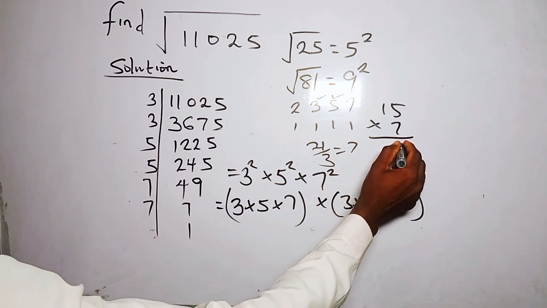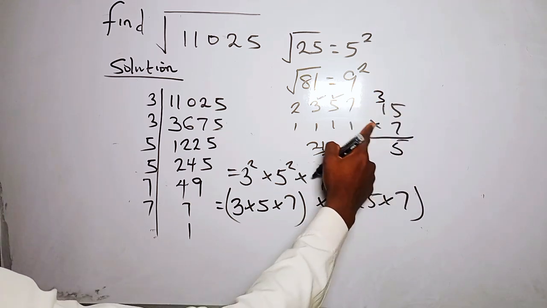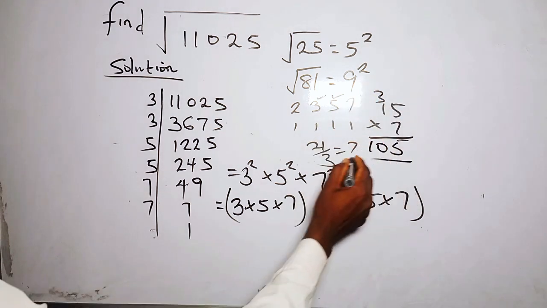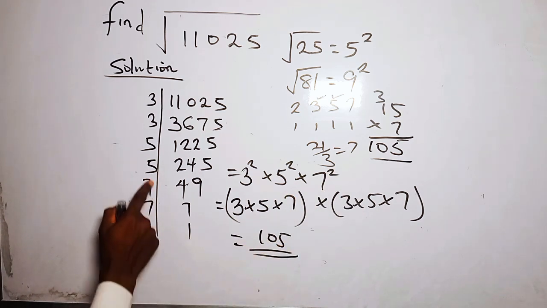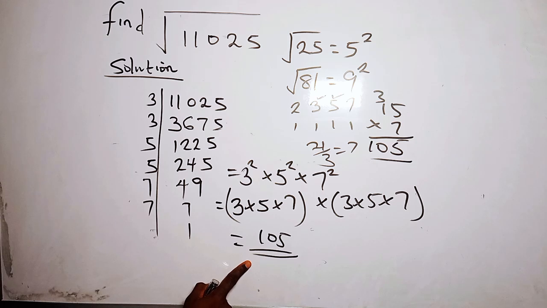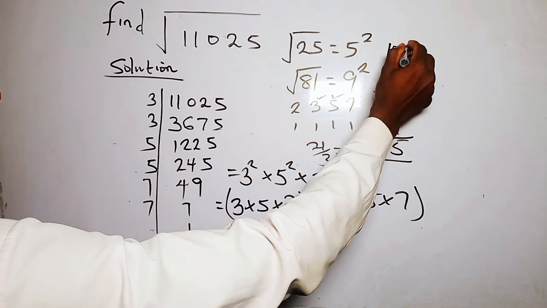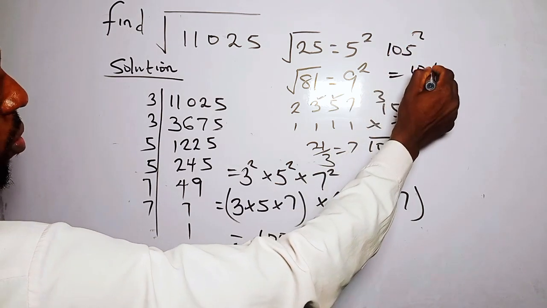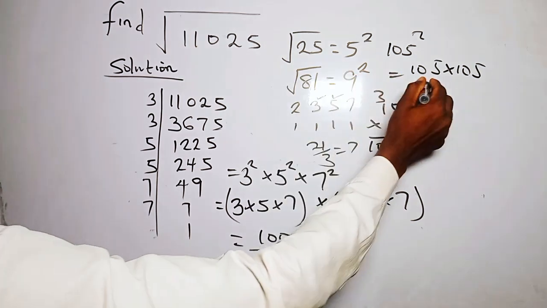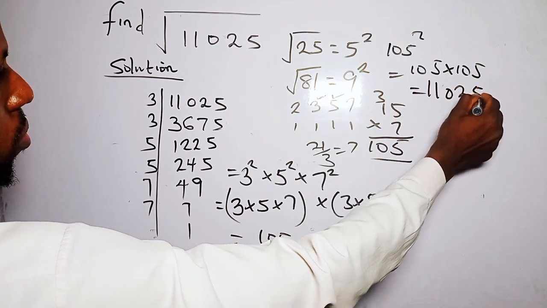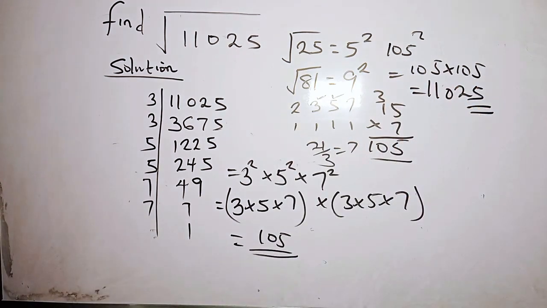7 times 5 is 35. 7 times 1 is 7 plus 3, we have 105. So that means the square root of this is 105. And when we check the square of this, 105 times 105 gives 11,025. Thank you very much.